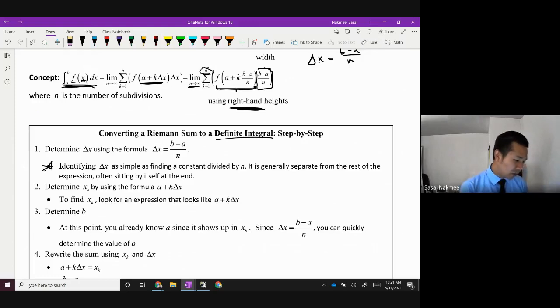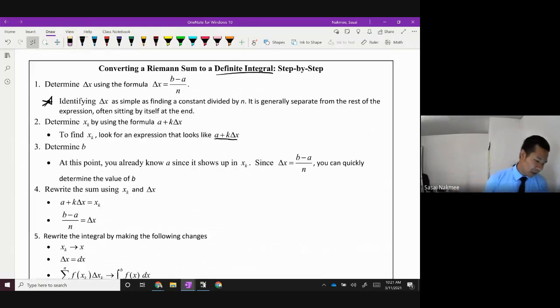To find x sub k, look for an expression that looks like a plus k times delta x. Determine b. At this point, you already know a since it shows up in x sub k. And since delta x is equal to b minus a over n, you can quickly determine the value of b. I'll show you this work.